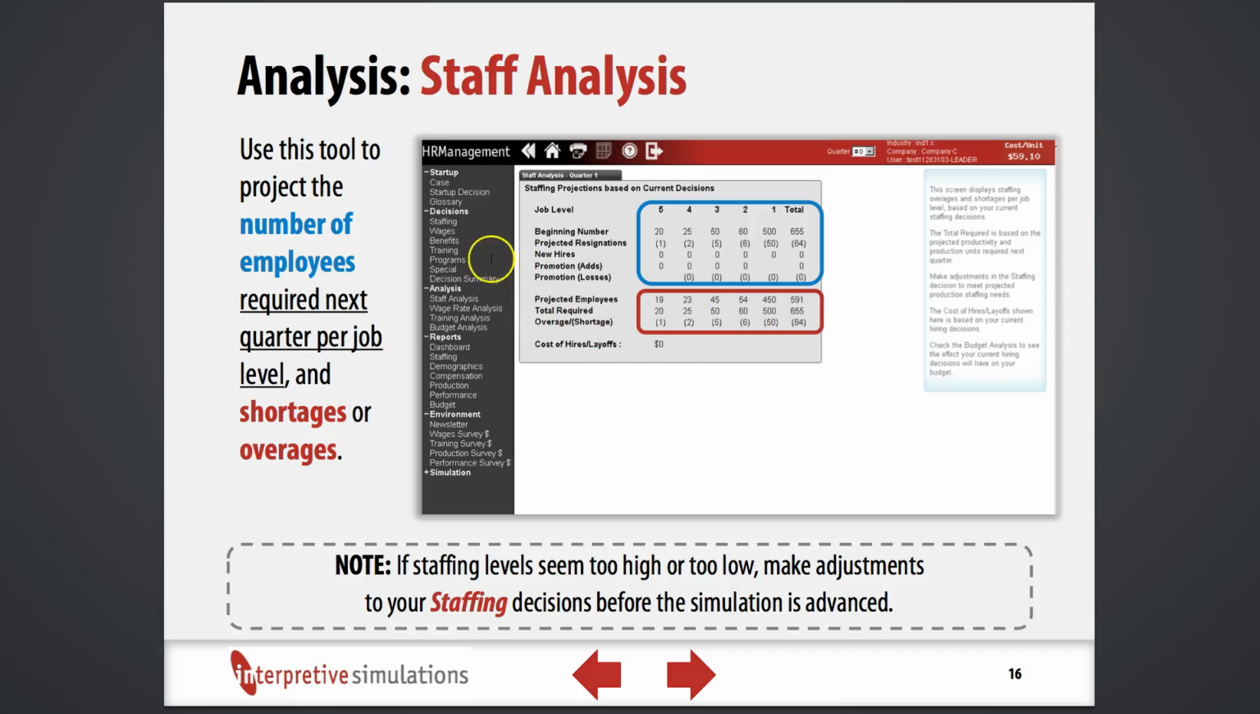So your goal is, you go in, you make a staffing decision, you decide how many to hire, how many to promote, then you come into your staffing analysis and you check to make sure that your overage shortage line is all zeros. Because if that's not zeros, then you either have too many employees if it's a positive number, or you don't have enough employees and it's a negative number.